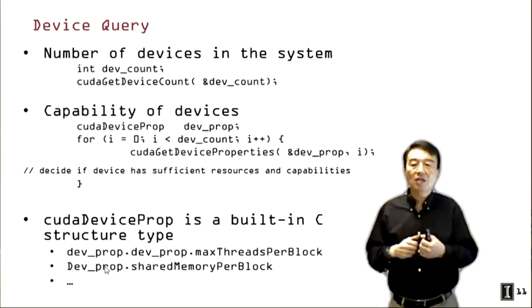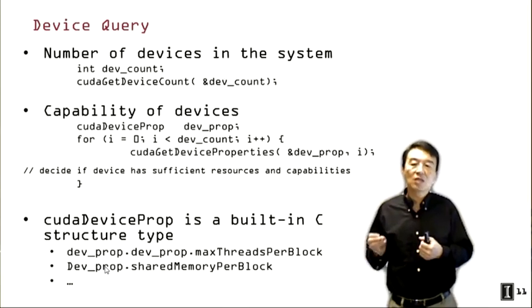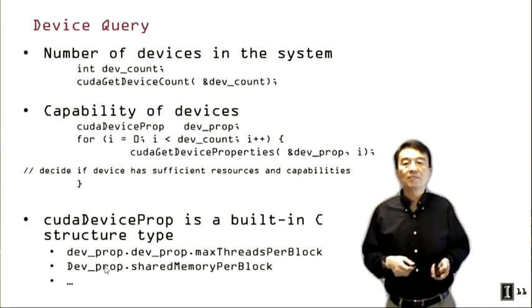The other one that will be useful is the shared memory per block field, and this gives you the total amount of shared memory that you can use for each thread block. This is also a limit that you should try to respect, so that you can always run your code within the limit set by the hardware.